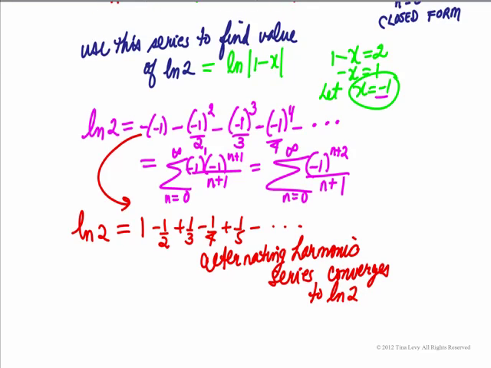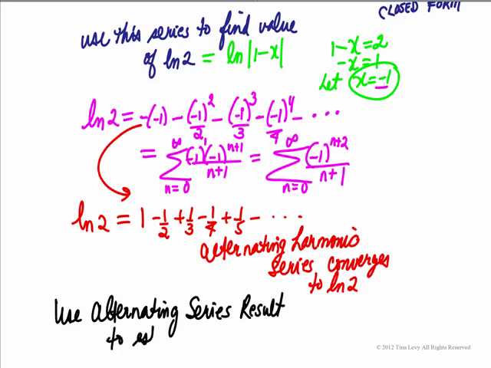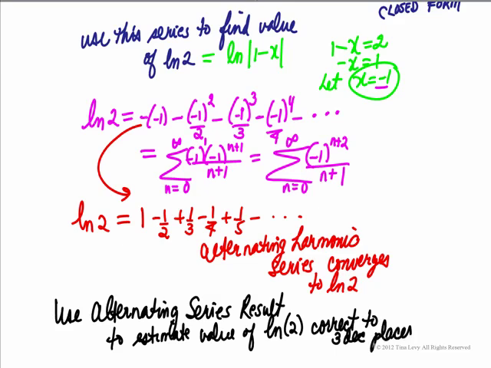As an offshoot of this problem, we can use the alternating series result, and that result will help us to estimate the value of log 2, let's say correct to 3 decimal places. We'll go to the next page for that.